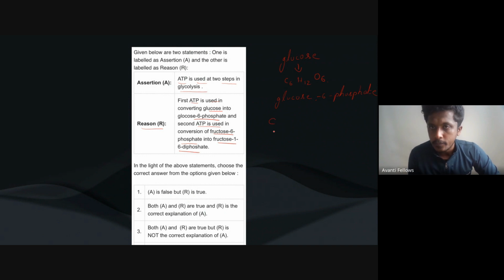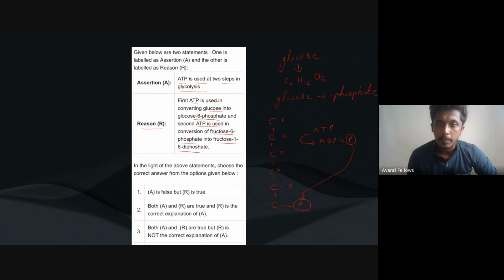What happened here? There were 6 carbon atoms in the glucose structure. This is the first carbon atom, second, third, fourth, 5, and then we have the sixth carbon atom, students. At the sixth carbon atom, a phosphate molecule was added. If you want to add a phosphate molecule, what do you do? You take ATP and break it down into ADP plus phosphate, and then this phosphate goes into the sixth position and it becomes glucose 6 phosphate.